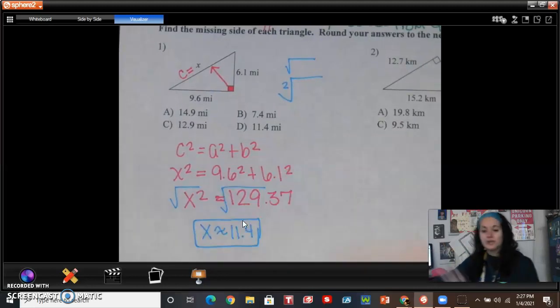If you don't get that, try the other way, where you would type in 129.37 and then hit the square root button. That only works for some cell phones. I'm not sure if it's Android or if it's Apple. One of them does it differently, I think.